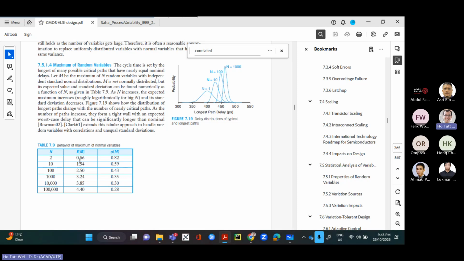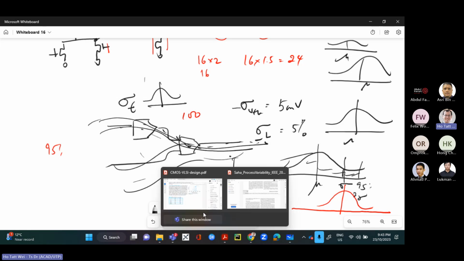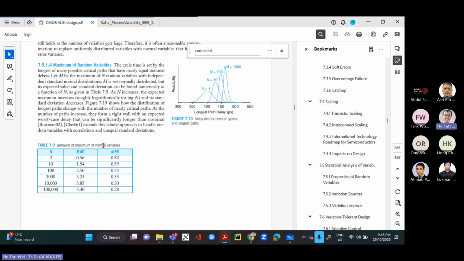So that's what this part here finally is looking at, is that now that you can estimate the distribution for one path, I can ask you to say, okay, now tell me for this particular circuit, I have maybe 100 of this path or 1,000 of this path, right? Tell me what should be my clock frequency if I want to have a 95% yield. So you cannot use this same distribution. You have to actually come up with a new distribution, which is this maximum of normal variables distribution.